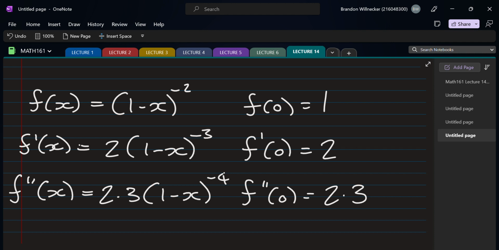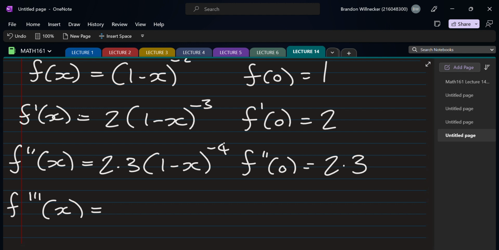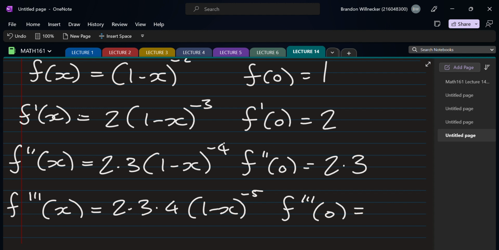So let's do the derivative again. So f triple prime, so 3 derivatives. It will be 2 times 3 times minus 4. And then with the chain rule, we get another minus 1. So it will be 2 times 3 times 4, 1 minus x to the minus 5. And then f triple prime at 0 will just be 2 times 3 times 4.